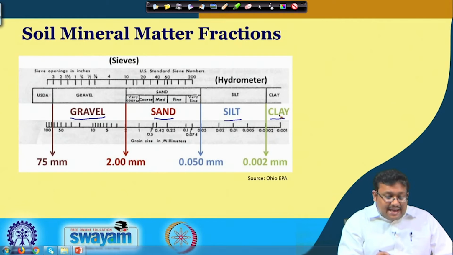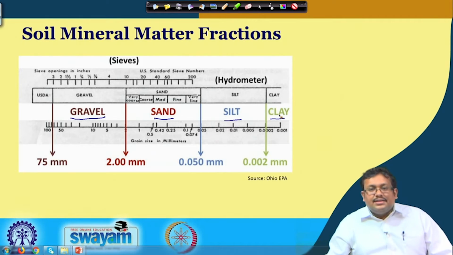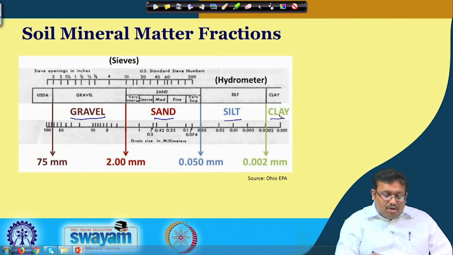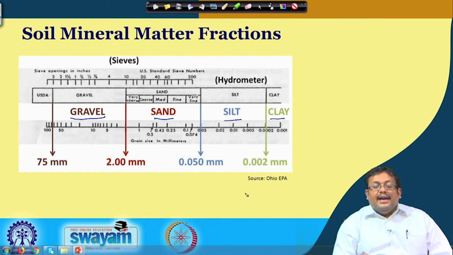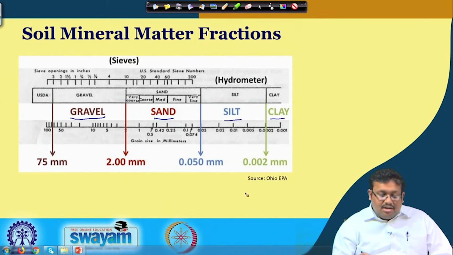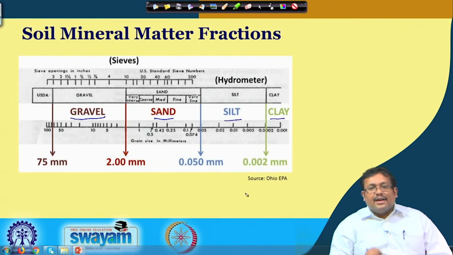This scale is basically given by the United States Department of Agriculture, or USDA. According to them, sand has a diameter from 0.05 millimeter to 2 millimeter, whereas silt is 0.05 to 0.002 millimeter, and clay has a size less than 0.002 millimeter. So, it is evident that clay is the finest fraction among all the mineral fractions of soil.